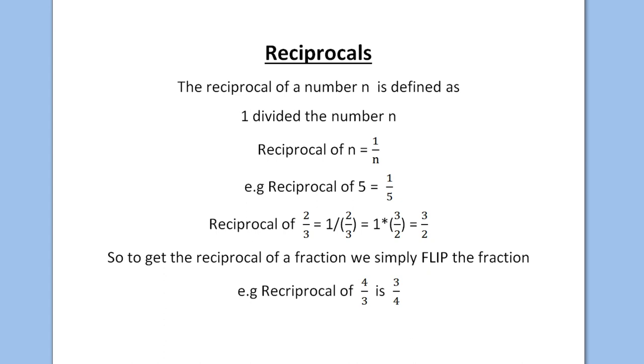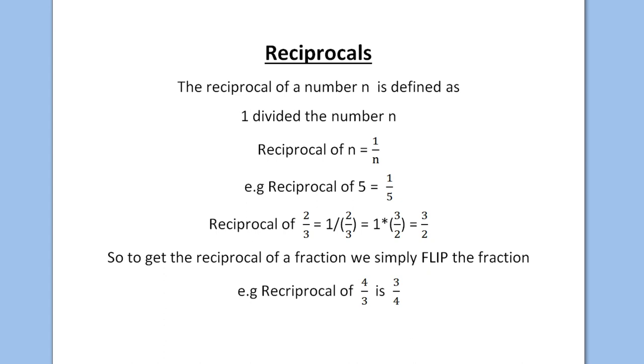The reciprocal of 2/3 is equal to 1 over 2/3, which is equal to 1 times 3 over 2, which is equal to 3 over 2. Now let me explain what we did there. So the critical step is where we flip 2/3 into 3 over 2. So when you divide by a fraction, what you need to do is you need to multiply it by its reciprocal. So that's the trick.